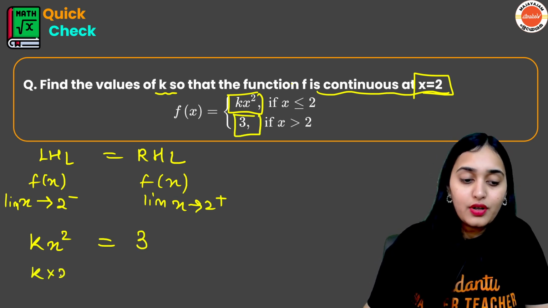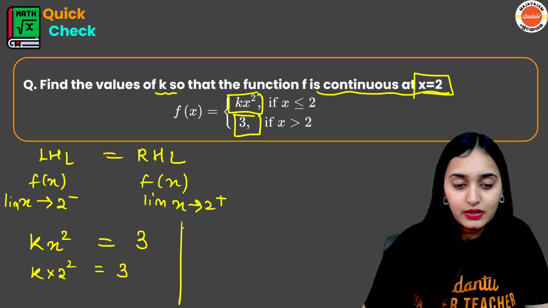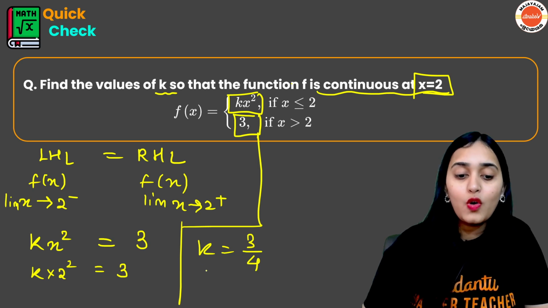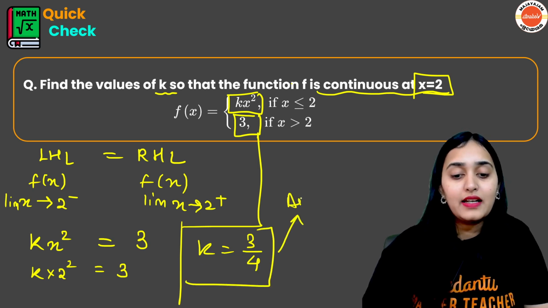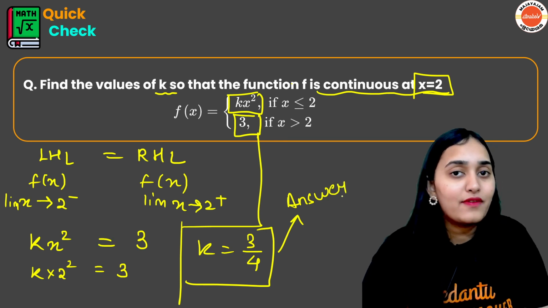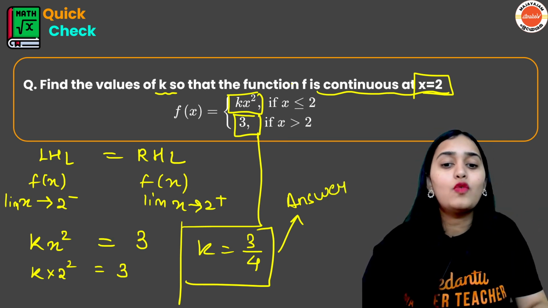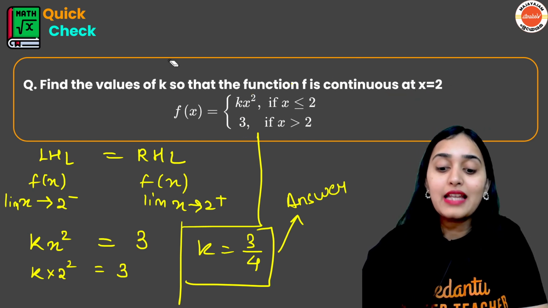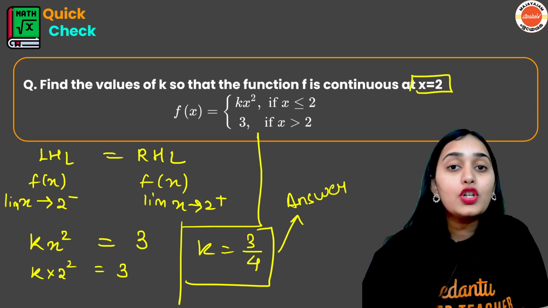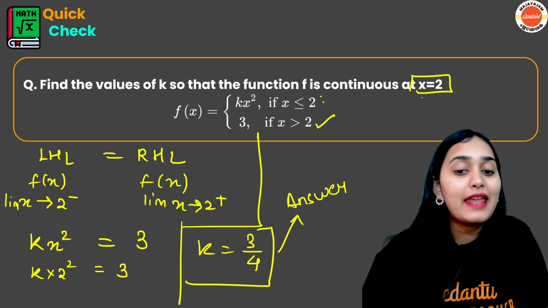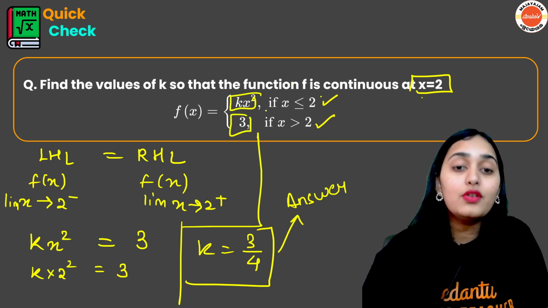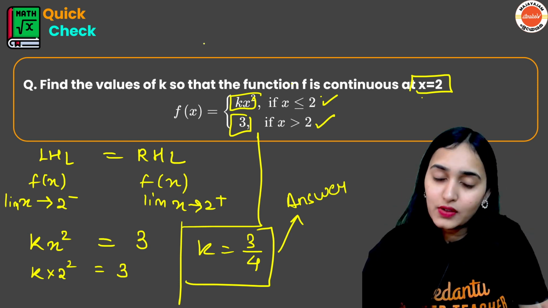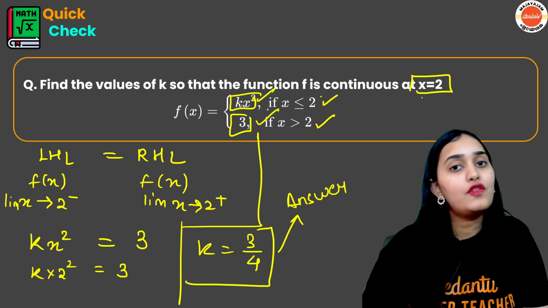Now, k into 2 square is equal to 3. So this implies that k is equal to 3 by 2 twos are 4. So this is your answer. What is the value of k? 3 by 4. So simple. Nothing else you have to do. What you have to check here, if they are asking for a continuous function at this point, is to check the function values for greater than 2 and less than 2 at x equal to 2. Just put x as 2 and equate these two functions.